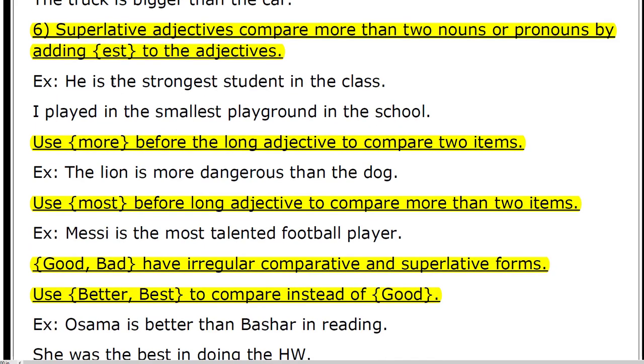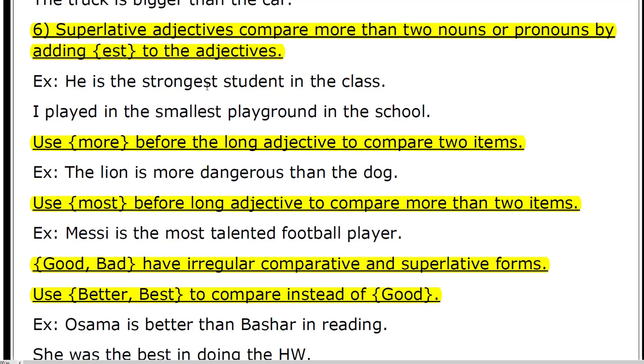Number 6, we have the superlative adjectives that compare more than two nouns or pronouns by adding est to the adjectives. Example, he is the strongest student in the class. So the adjective is strong. We added est to make it superlative. He is the most strong student in the class. He is the strongest one.